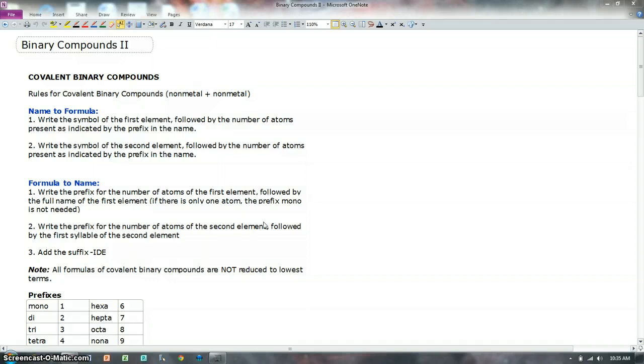Today we're going to study binary compounds, more specifically covalent compounds. So we're going to learn to name them and also come up with the chemical formula from the name. The first thing to remember is that in a covalent compound you're dealing with a nonmetal and a nonmetal, and so electrons are shared between the two nonmetals.